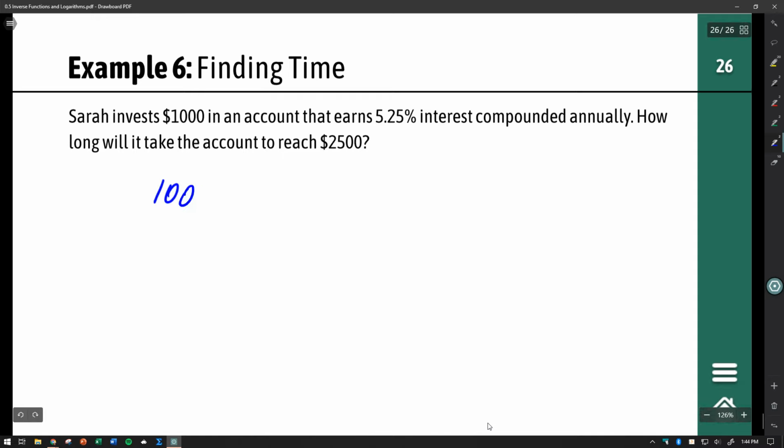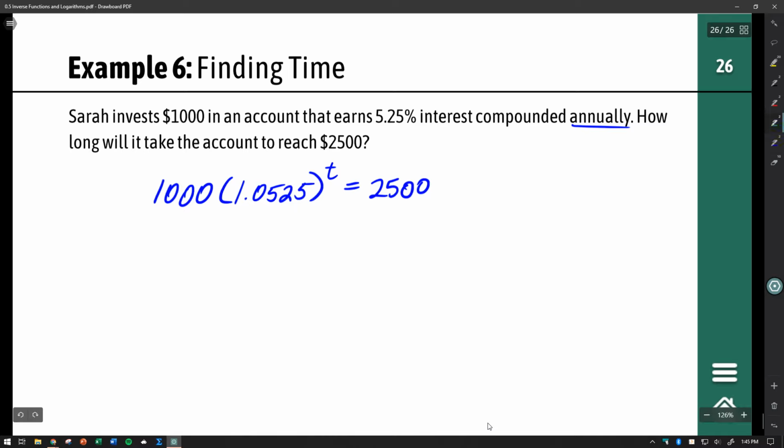We're going to invest $1,000 and we're going to do it at 5.25% interest compounded annually. So we're going to multiply by 1.0525, and then this is raised to the power of t for years. We want to know how long it's going to take this expression to become 2,500, or in other words, how long will it take our $1,000 at 5.25% annual interest to become 2,500?